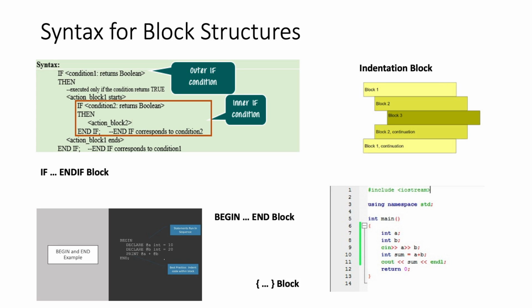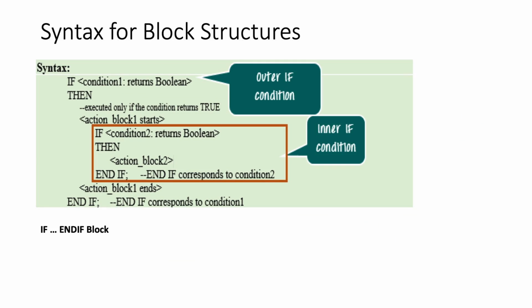This is an example of the selection. Here you can see that we have an if statement followed by a condition, and the condition returns a Boolean value, that is, whether it is true or false. If it is true, then the block under the then part is executed.